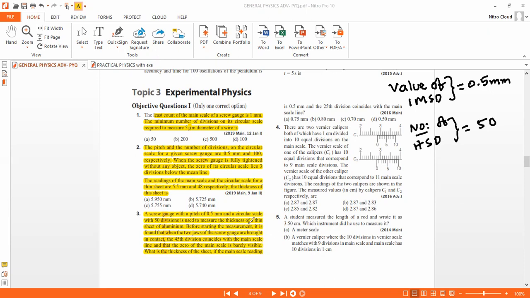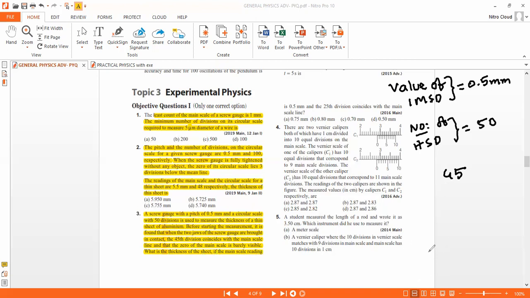It is used to measure the thickness of a thin sheet of aluminum. Before starting the measurement, it is found that when the two jaws of the screw gauge are brought in contact, the 45th division coincides with the main scale, and the 0 of the main scale is barely visible. What is the thickness if the main scale reading is 0.5 and the 25th division coincides with the main scale line?